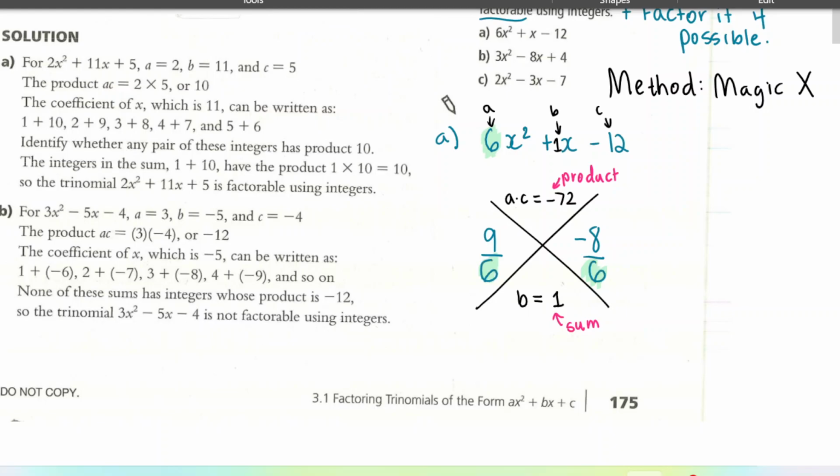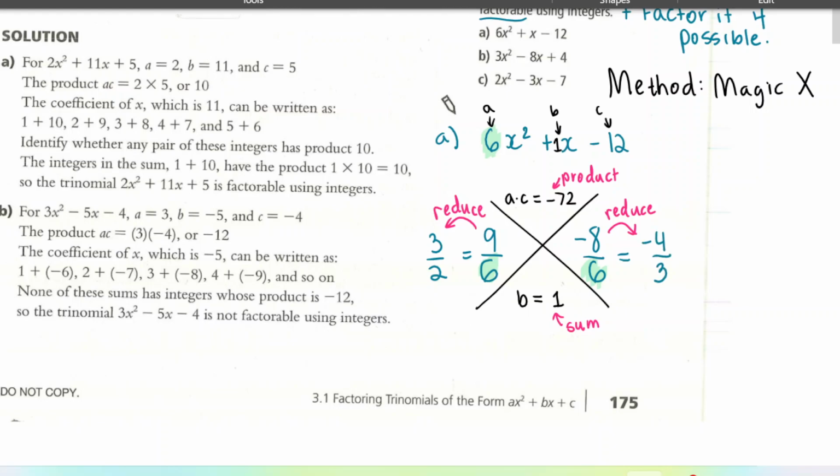Okay, and then we're going to reduce those fractions, and the fractions we end up with, those are going to be the numbers we put into our factored form at the end. So we're going to reduce both of these, if possible. Sometimes you can't reduce them. In that case, you just leave it, but here we can reduce both. Okay, so on the left here, we can divide by 3, so we get 3 over 2. And on the right here, we can divide by 2, so we get negative 4 over 3.